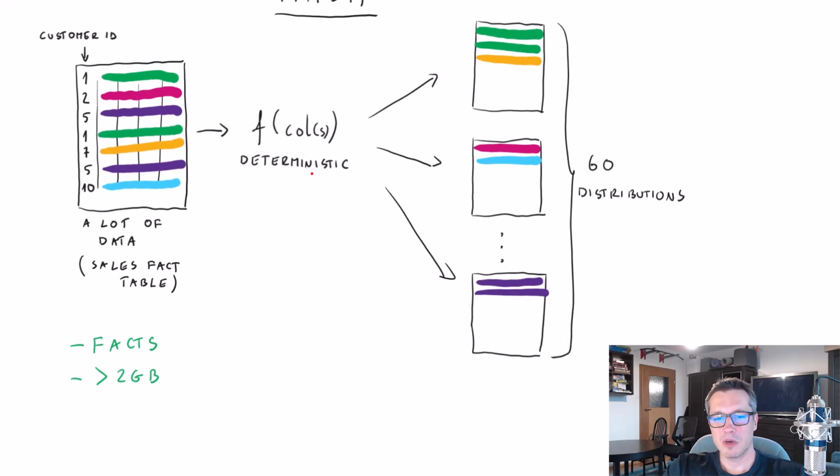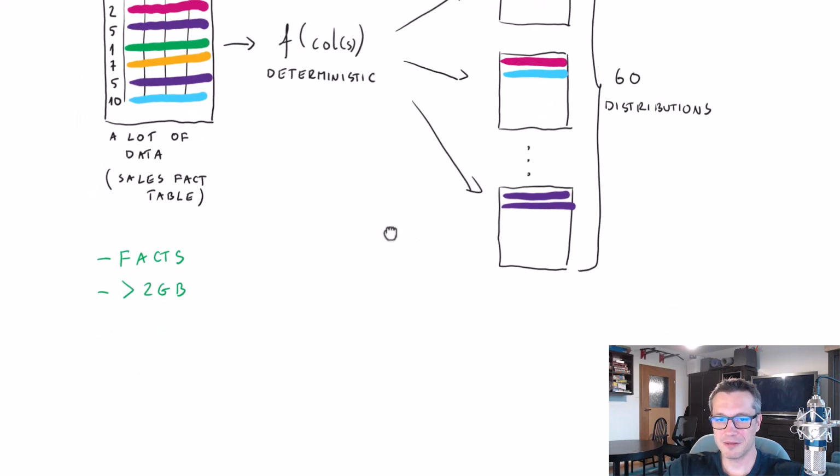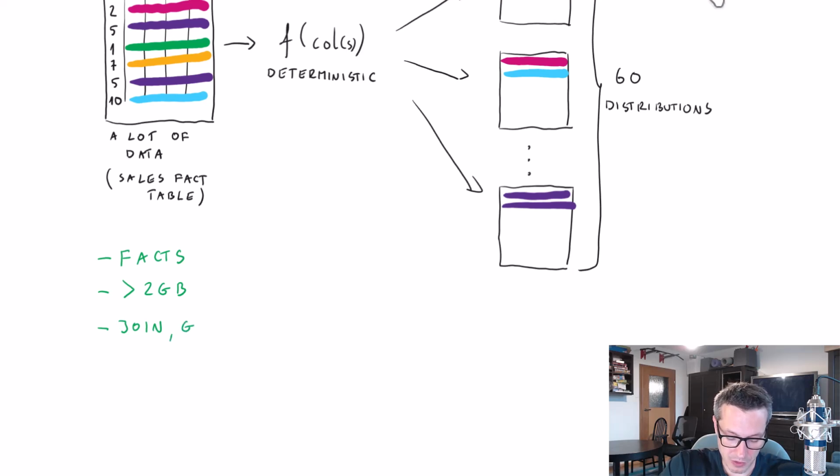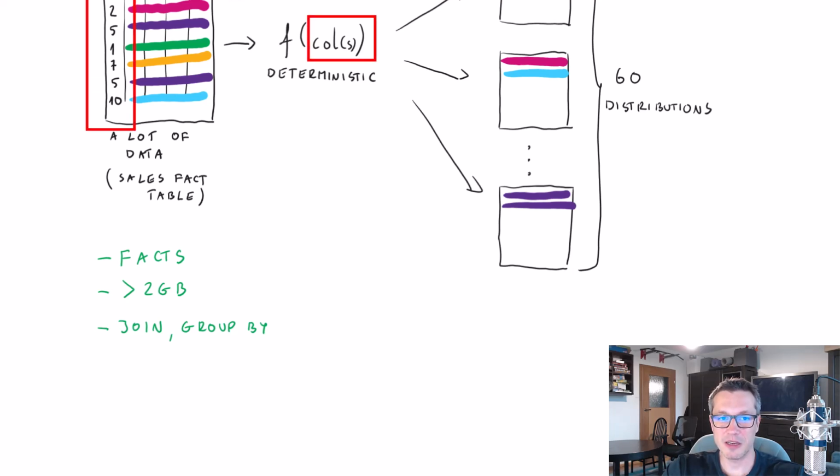Then, alright, but which column should I use for this hash partitioning? And here the guidelines are simple, because they say, well, choose a column or set of columns that you know are used inside join conditions, or by the group by clause. Like select sum amount, group by customer ID. That's why we used this customer ID as a hash function.